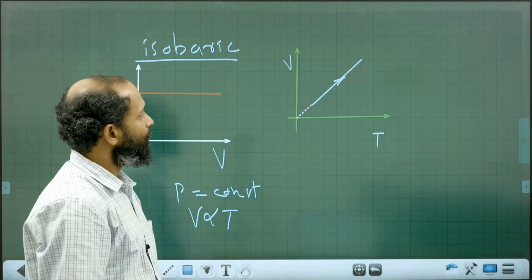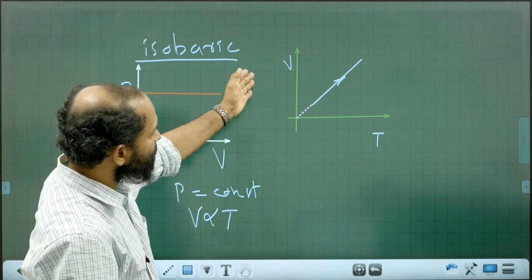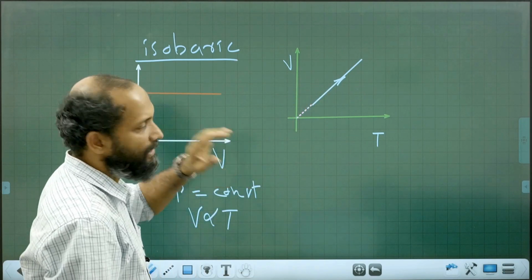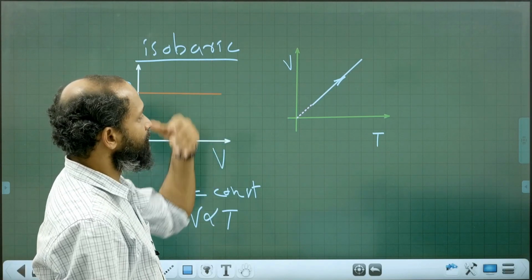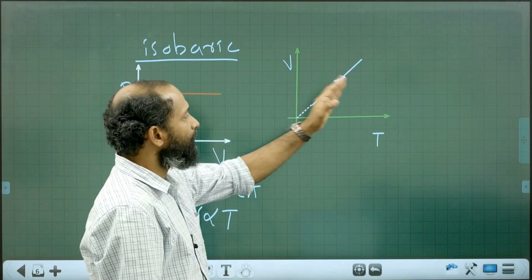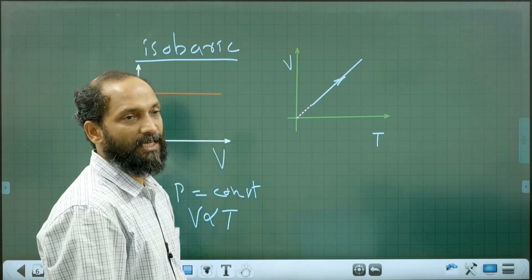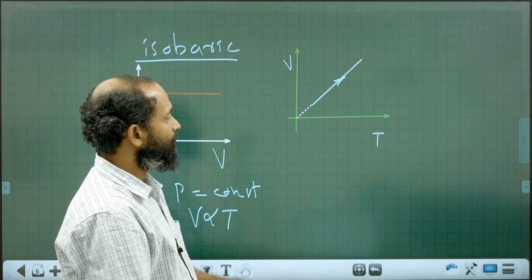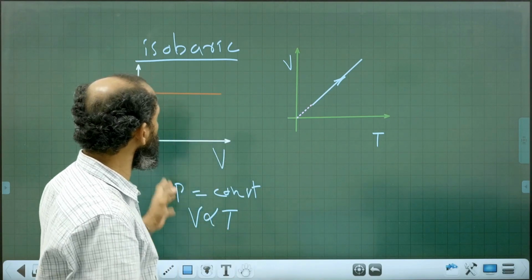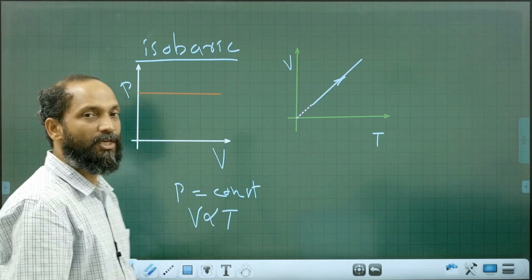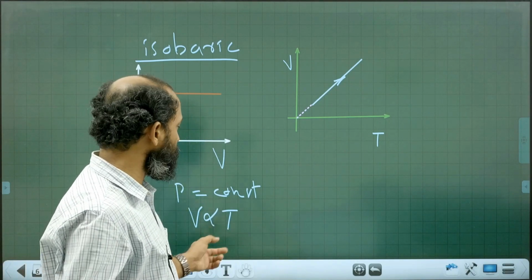Expansion. When volume is proportional to temperature, if a graph is shown like this, it is sure that pressure is constant. So this is gas is expanding at constant pressure. When temperature doubled, volume is also doubled, irrespective of the nature of the gas. When temperature halved, volume is halved. The process is called isobaric process and it obeys Charles' law.